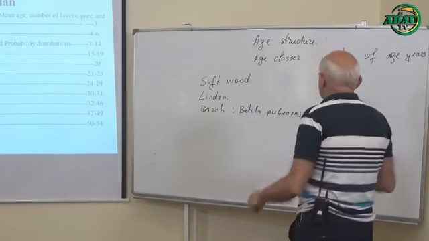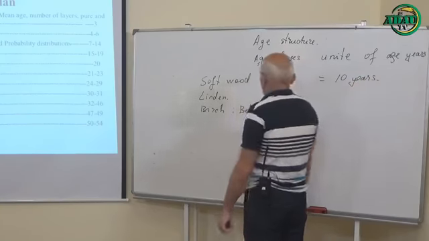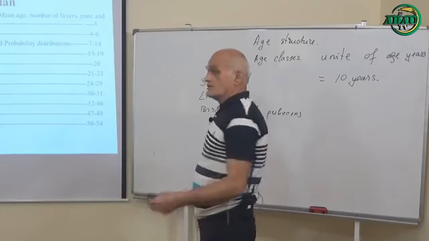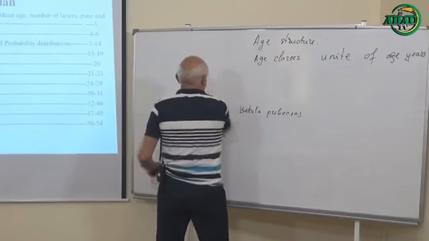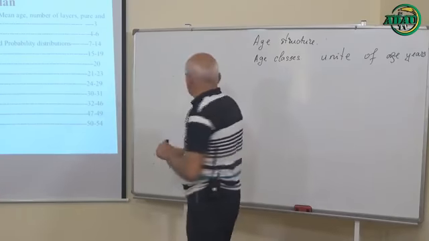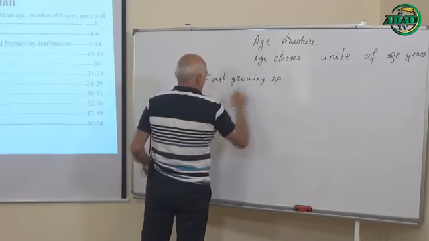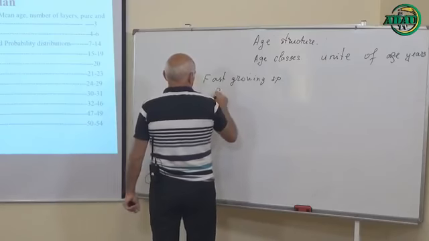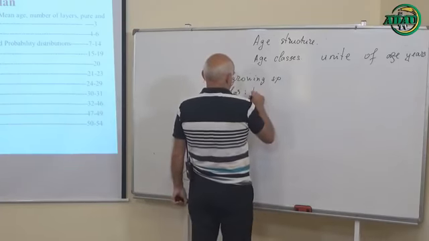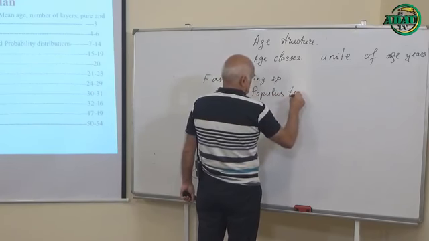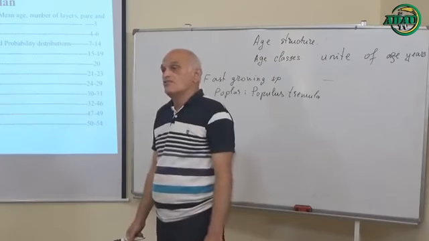The age class is equal to 10 years. And at the finish, for fast growing species, for example, poplar, for example, Populus tremula, the age class is equal to 5 years.